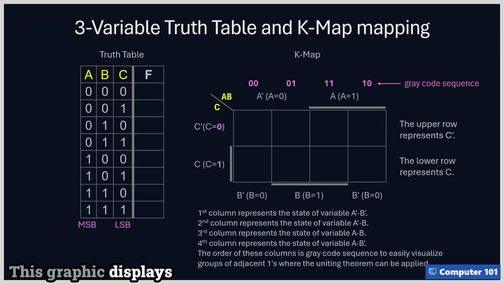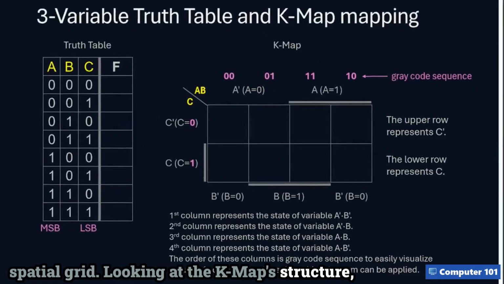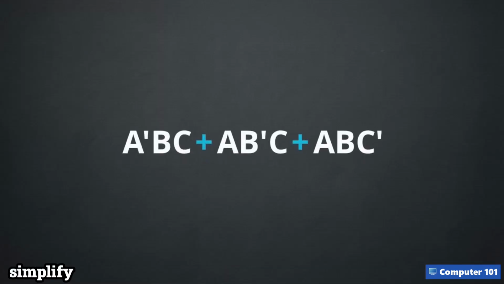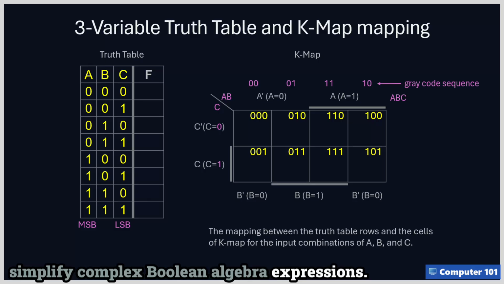This graphic displays a standard linear three-variable truth table on the left and an empty two-dimensional Karnaugh map, or K-Map, on the right. Our objective is translating data from that truth table into the K-Map's spatial grid. Looking at the K-Map structure, the columns represent the states of the higher bits, variables A and B. The rows represent the state of the third variable, C. We construct this spatial grid to simplify complex Boolean algebra expressions.